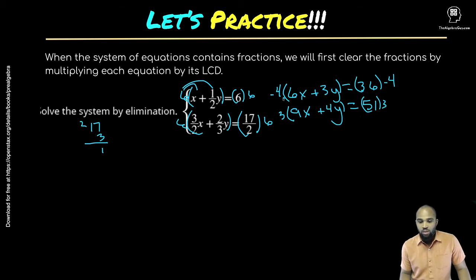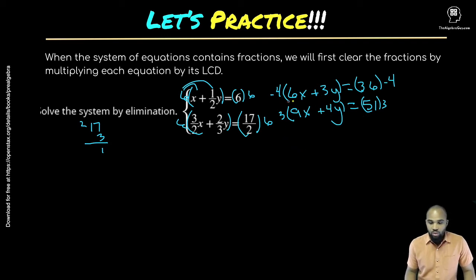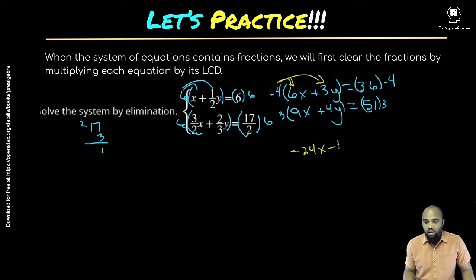So let's make sure that's right. Negative 4 and 3 give me a negative 12. 3 and 4 give me a positive 12. So I'm going to eliminate my y's. All right, so rewriting that will give me negative 20. So distributing here will give me a negative 24x minus 12y equals, what's 4 times 36?